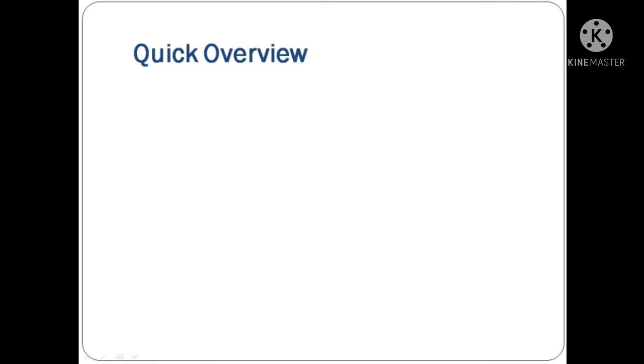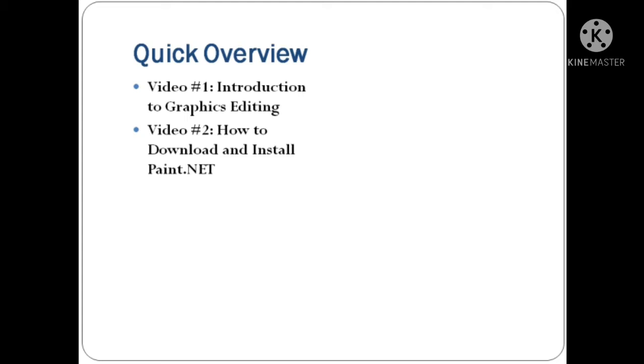This is video number 1. It's the introduction to graphics editing, and before I move on, I want to talk about a quick overview so you have an idea of all the videos in the specific video course, how they relate to each other, and knowing this, I know it'll help you implement this quicker and easier. First of all, this is video number 1. Video number 2, we're going to talk about how to download and how to install paint.net. And downloading and installing is easy, but how do you set it up and everything like that?